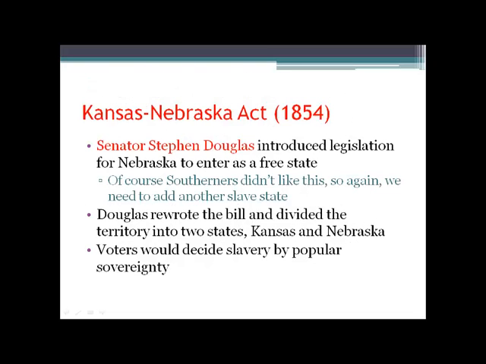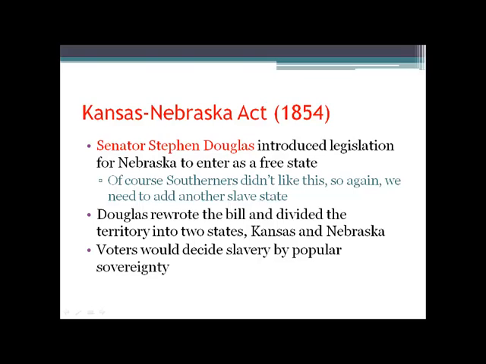Now we have the Kansas-Nebraska Act. I would also put this under number 1. Just jot something down. If you need to go in the margins, go for it. But these are all important steps on the way to Civil War. Stephen Douglas. He introduces new legislation for Nebraska to enter as a free state.